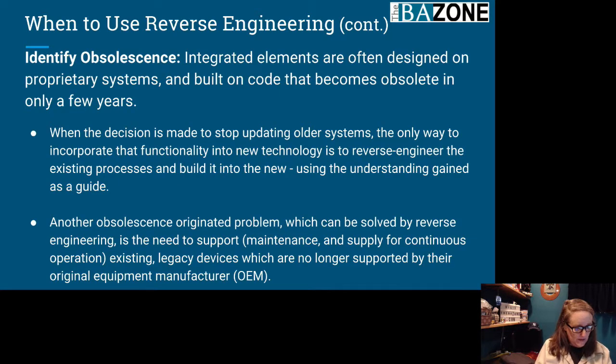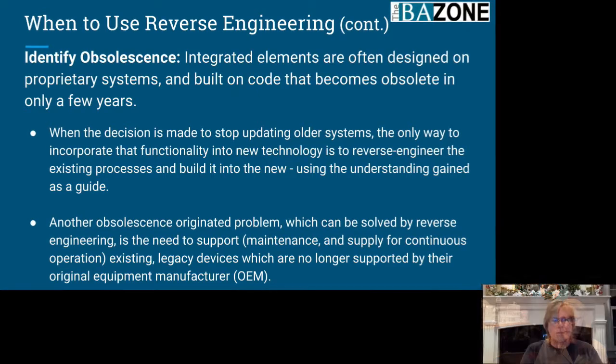Right. Okay. And so that is basically what she's talking about, the obsolescence of a system. You can use reverse engineering when systems were designed on proprietary platforms, as Kathleen was talking about, or code that's old. When the decision's made to stop updating those older systems, the only way to incorporate that functionality is to do that reverse engineering. You may also be stuck with that obsolescence problem for a while, and you'll need to support that system. So you may have to reverse engineer in order to do that.